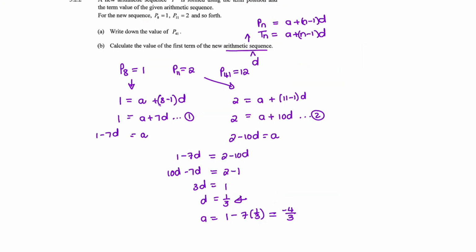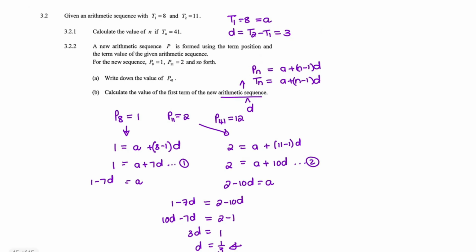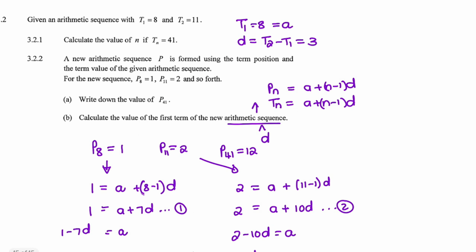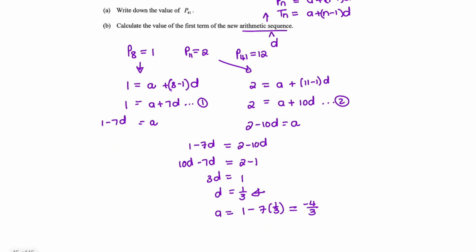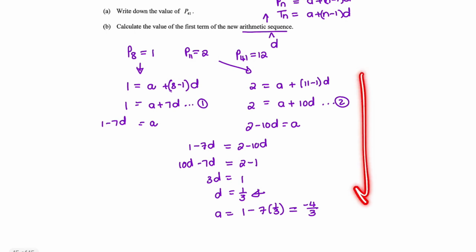So the question is a little bit tricky because they give us t in the form of p, so we're replacing tn with pn. So that's the first thing that you need to recognize. And the second thing that they do is they take the term number and that becomes the actual value, and they take the value and that becomes the position. From there, you can use simultaneous equations to solve a.